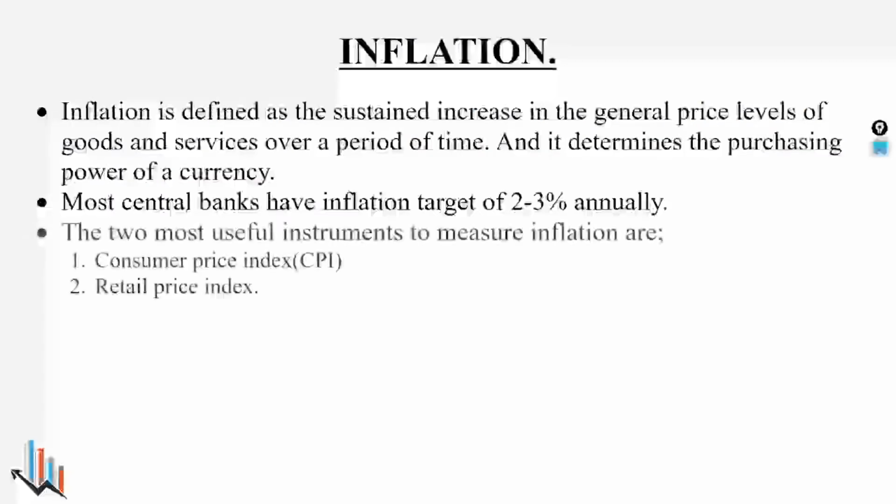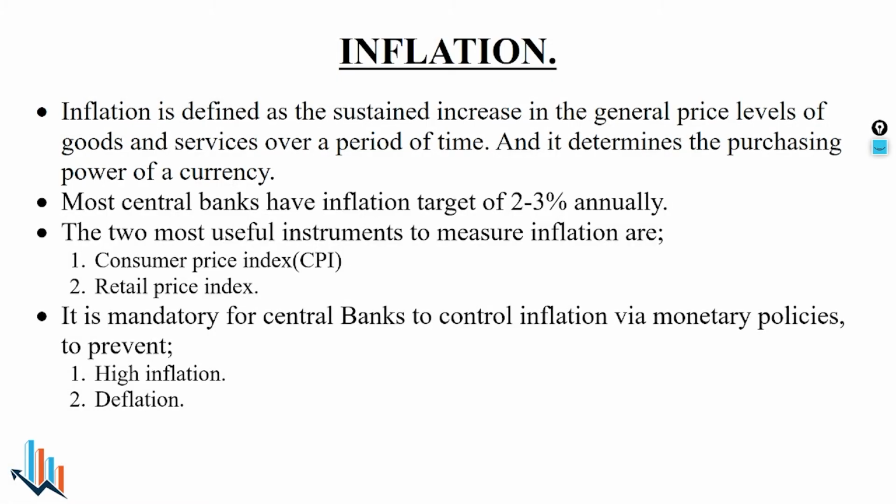To the next point, the two most useful instruments to measure inflation are the Consumer Price Index and the Retail Price Index. The Consumer Price Index is a measure that examines the weighted average of prices of a basket of consumer goods and services, such as transportation, food, medical care, and a lot more. Mind you, it is the most frequently used measure of inflation and deflation. The Retail Price Index is an older measure of inflation that is still published because it is used to calculate cost of living and also wage escalation.